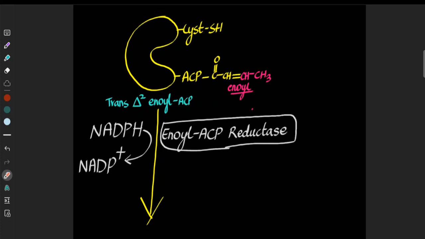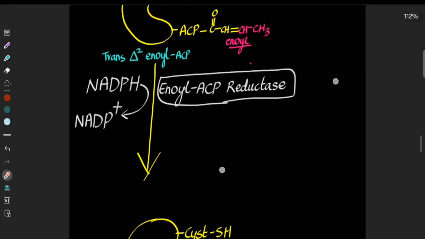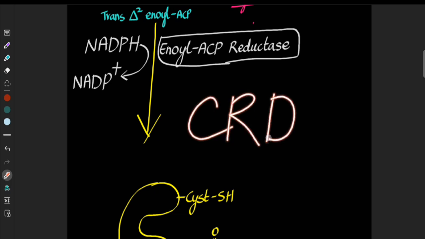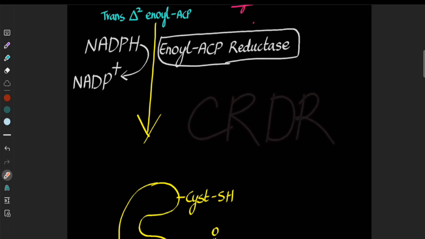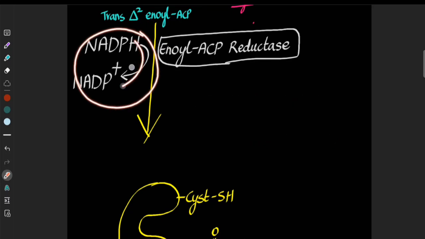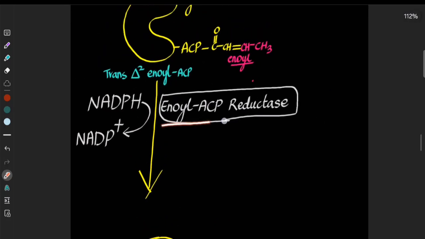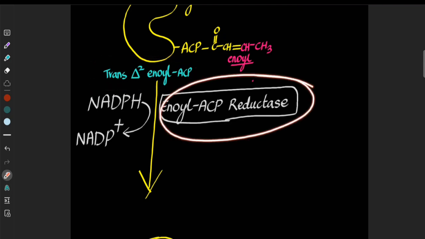Now, after the dehydration reaction, finally there will again be a reduction. So it was CRDR, right? C, condensation, reduction, dehydration, again reduction, right? So NADPH will again be oxidized to NADP plus, and the enzyme which will be used is enoyl ACP reductase. So you just have to know these names, and then you'll be able to grasp the name of the enzyme as well, right?